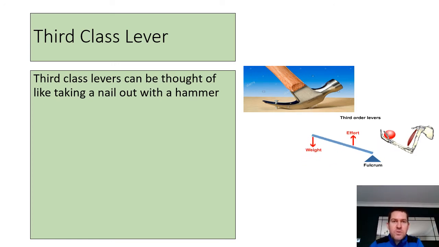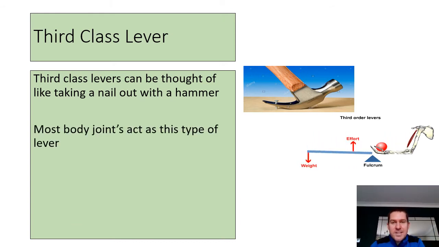And this can be thought of by thinking about a hammer taking out a nail from, let's say, some plasterboard or some wood, for example, as you can see in the picture. So the weight, the resistance, is represented by the nail within the plasterboard or the wood. The effort will be us applying, let's say, our hand on the handle of the hammer, and the pivot will be towards the right hand side of that hammer, the flat head end within the diagram.